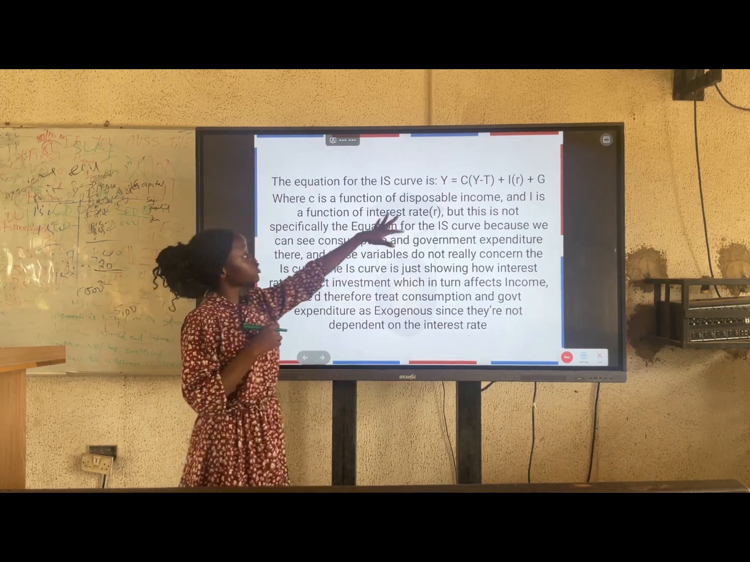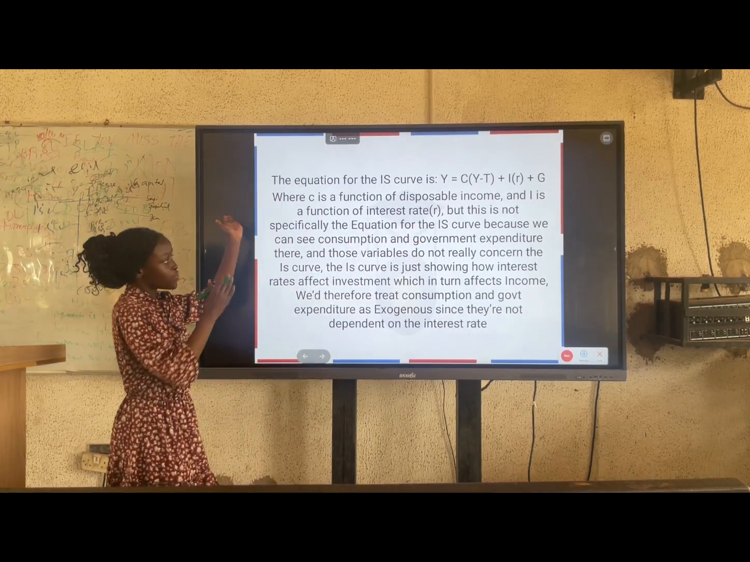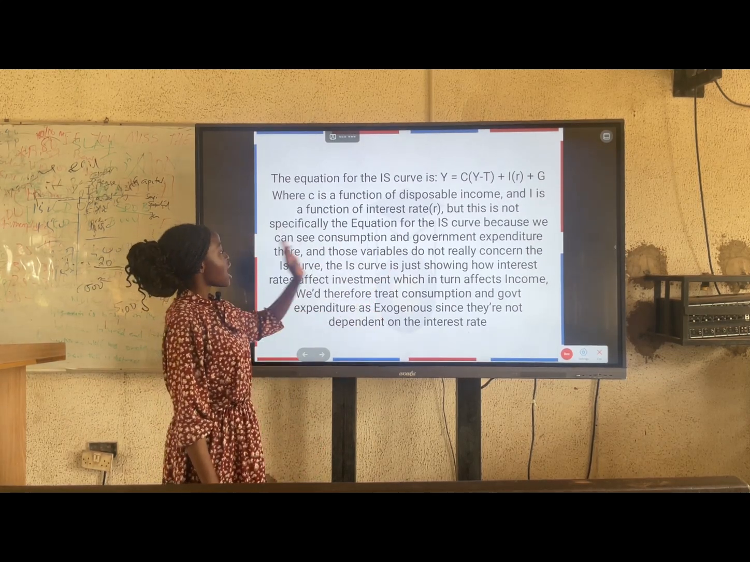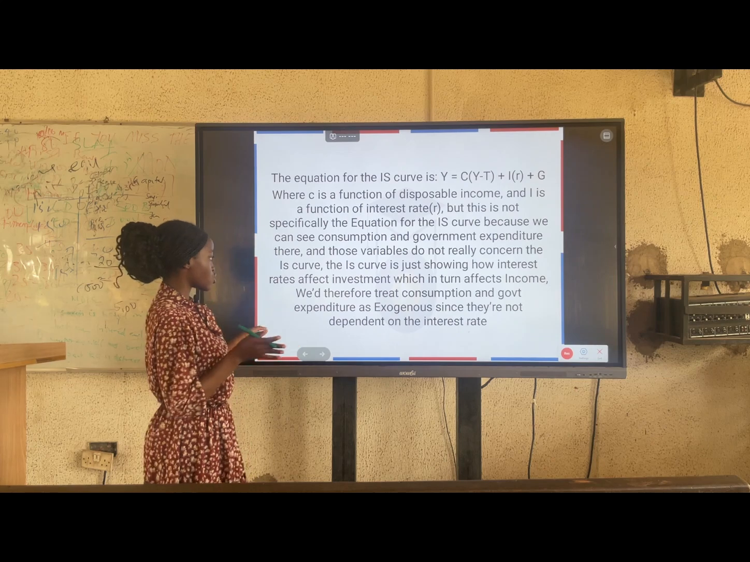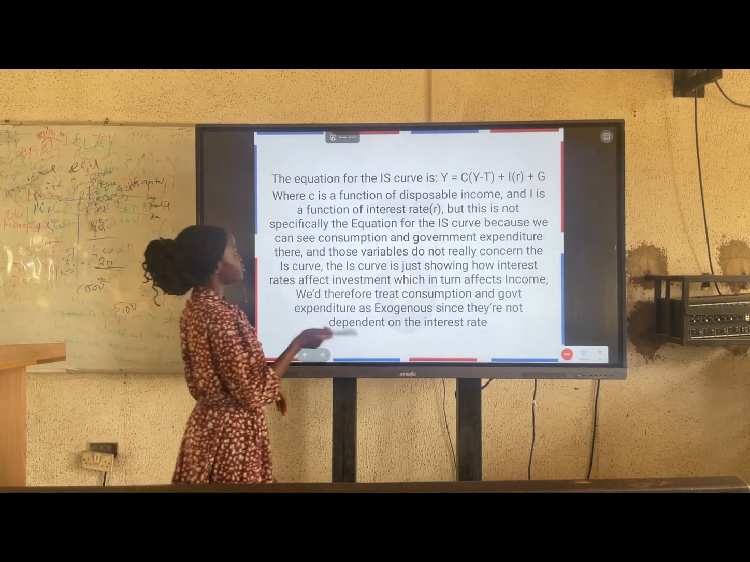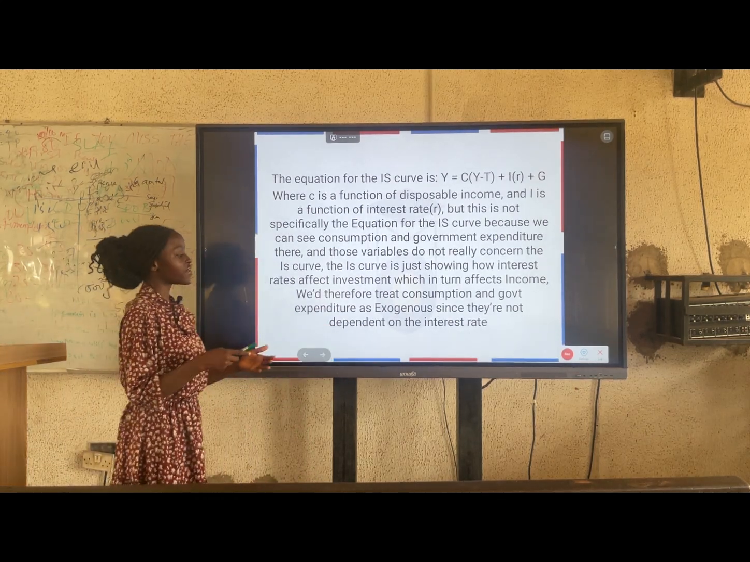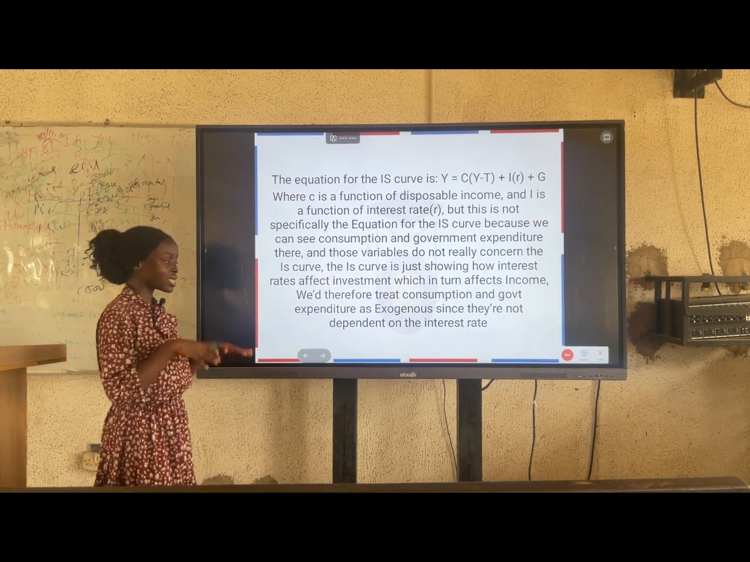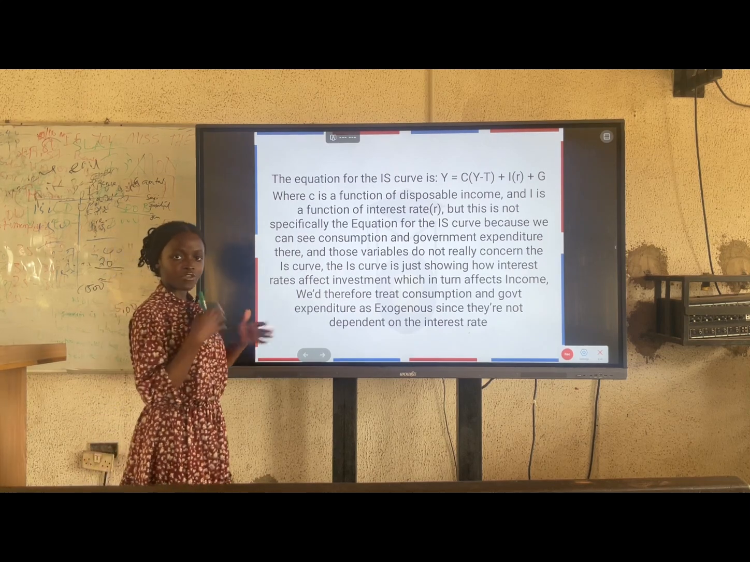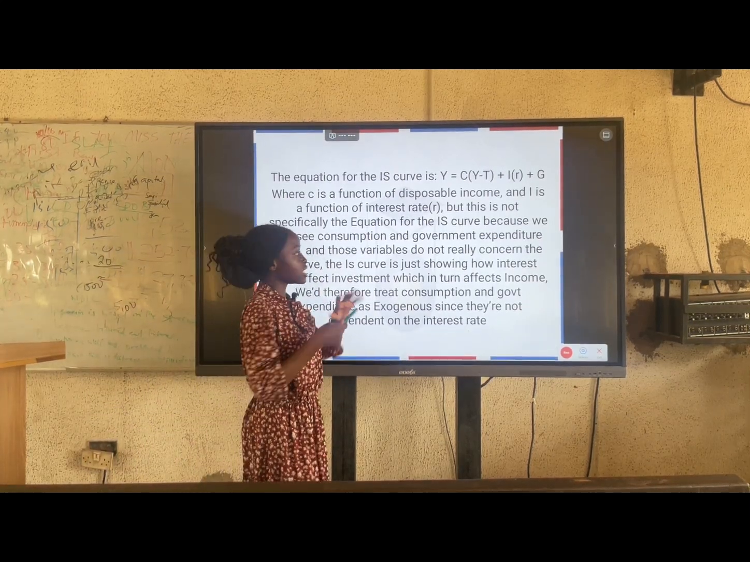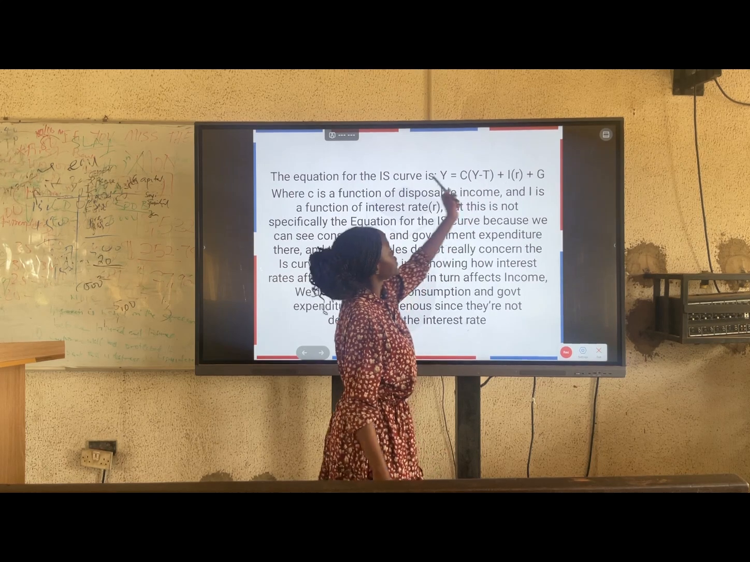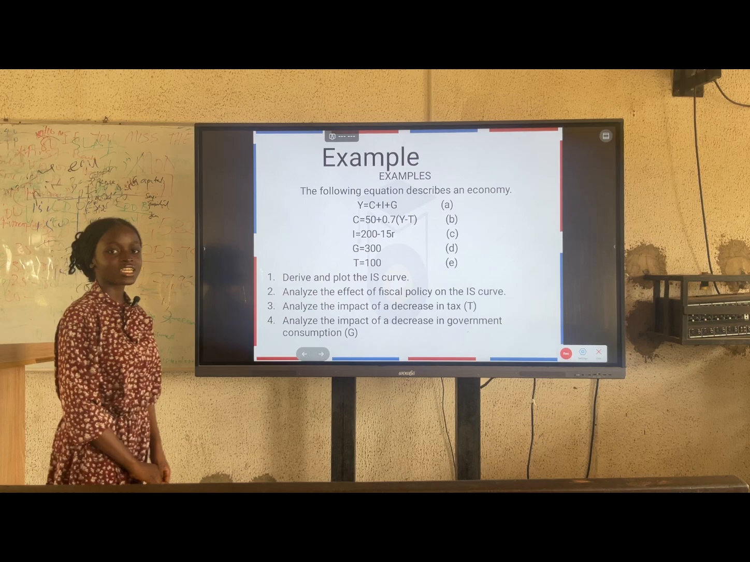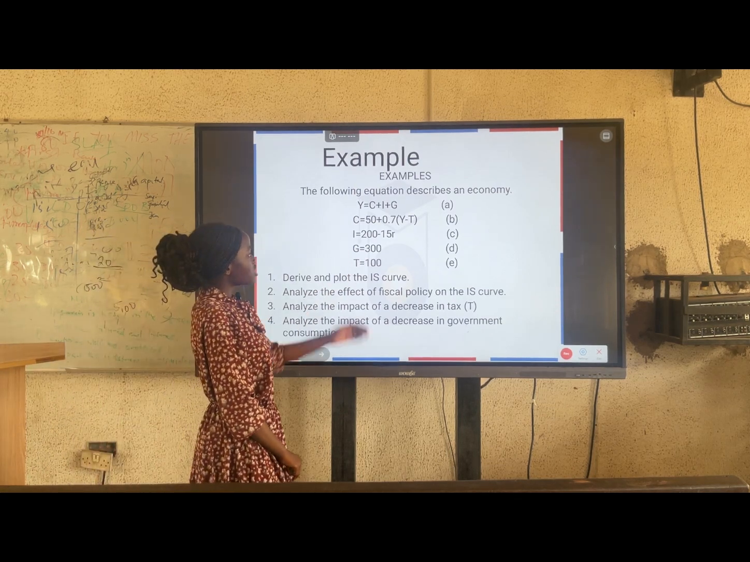Then your I is a function of interest rates. This is not specifically the equation for the IS curve, because we can see consumption and government expenditure, and these variables do not concern the IS curve. The IS curve is just showing how interest rates affect investment, which in turn affects income. So we treat consumption and government expenditure as exogenous, since they are not dependent on the interest rate. The only variable that we are looking at here is the investment and how the investment affects the income. So we're going to be treating some examples.